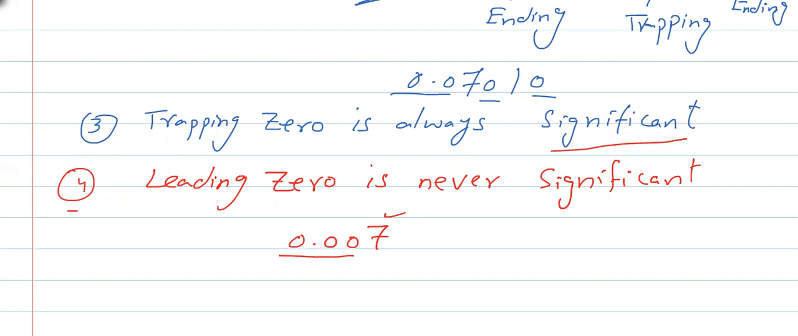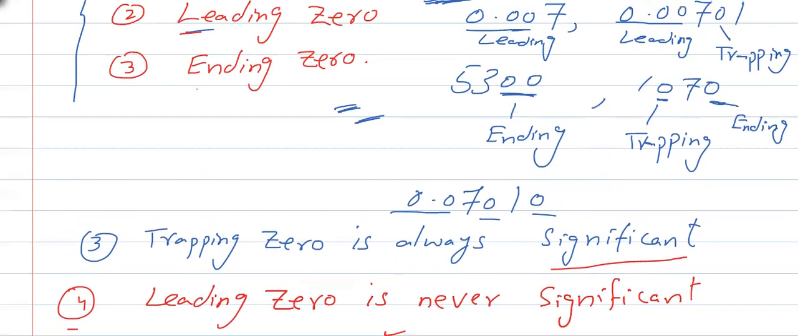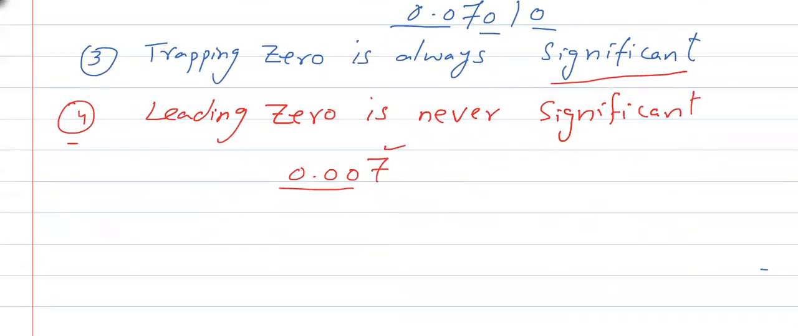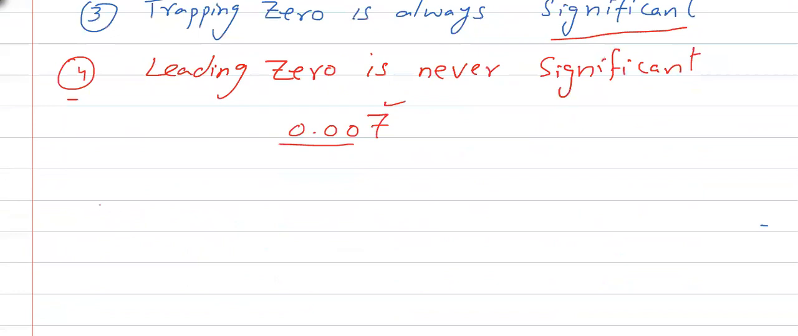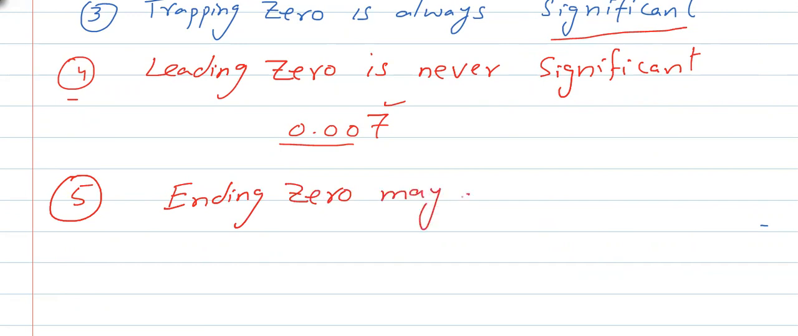Now, we are left with ending 0 only. About the ending 0, remember, ending 0 may be significant, may not be significant. Ending 0 may or may not be significant.